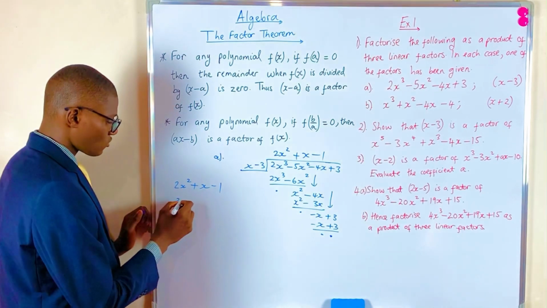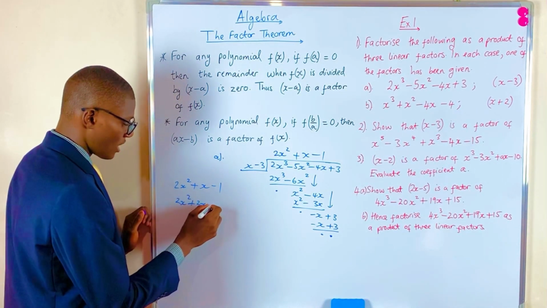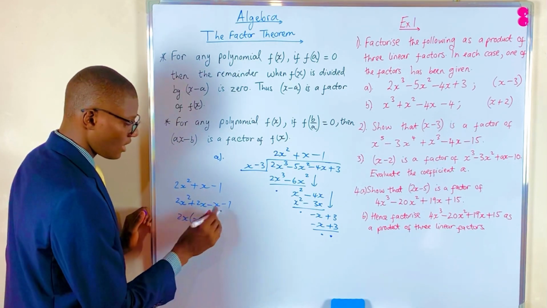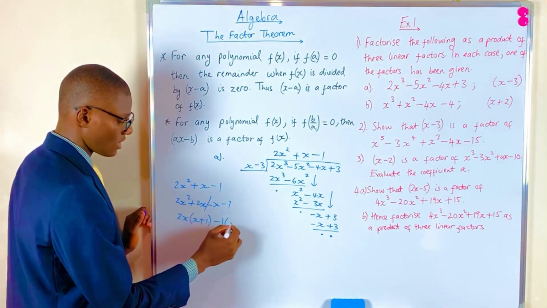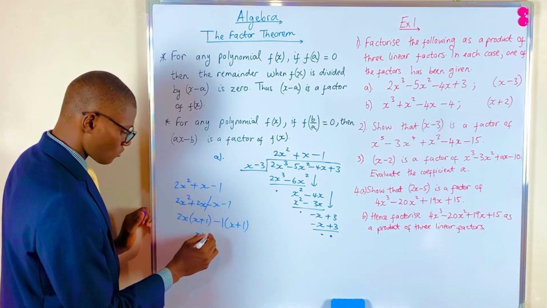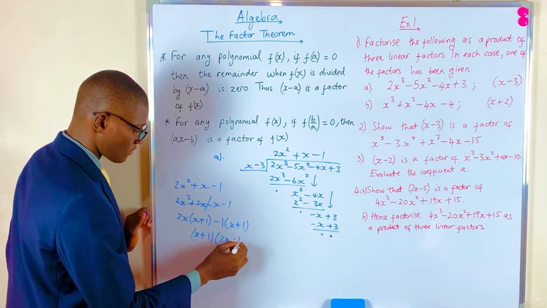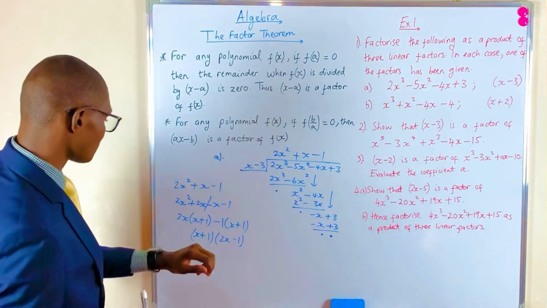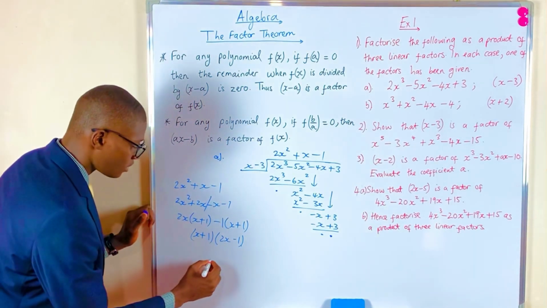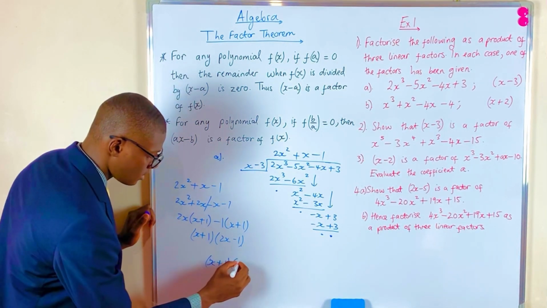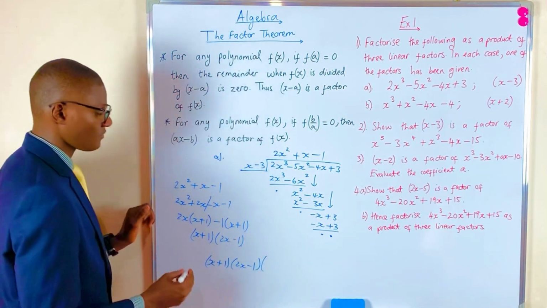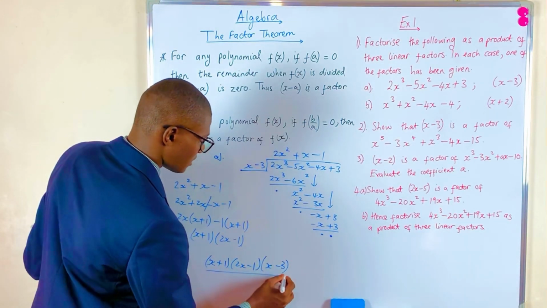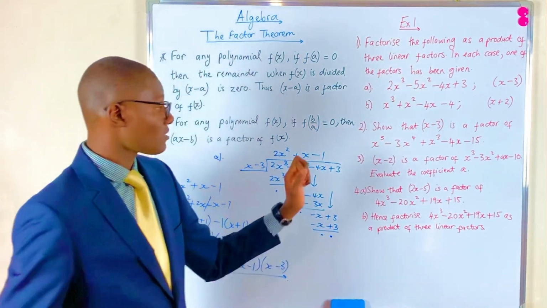So 2x squared, let's say, plus 2x minus x minus 1, and factoring out 2x, we're saying x plus 1, and factoring out minus 1 here, we're saying x plus 1. So you get x plus 1, then 2x minus 1, from this quadratic factor. As a product of three linear factors, we are saying this is x plus 1 times 2x minus 1 then times the factor that is given, x minus 3. So this is how we factorize number 1 part A.